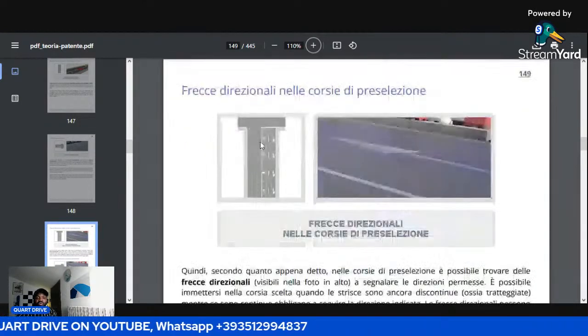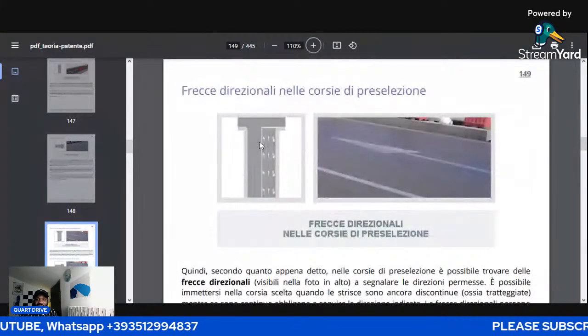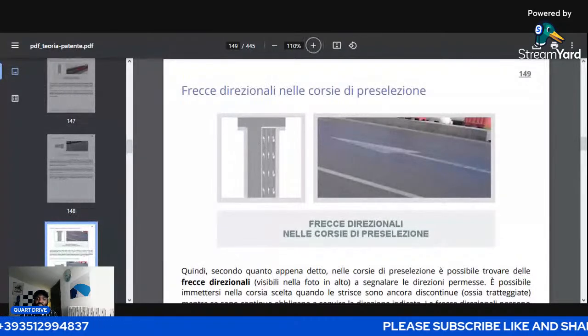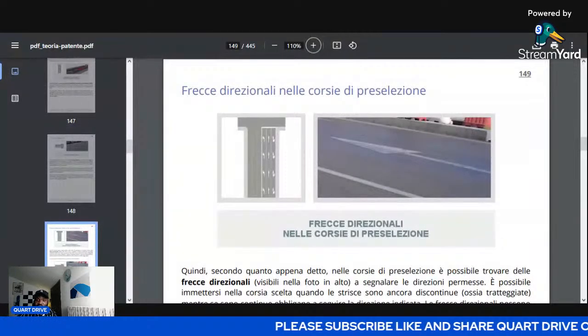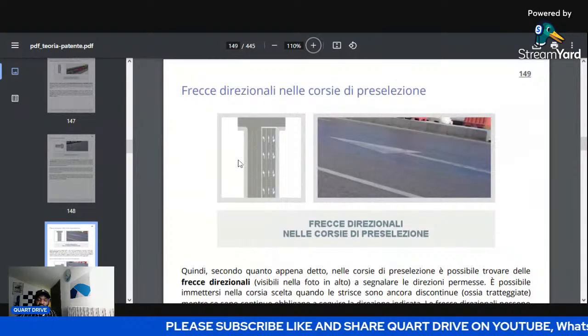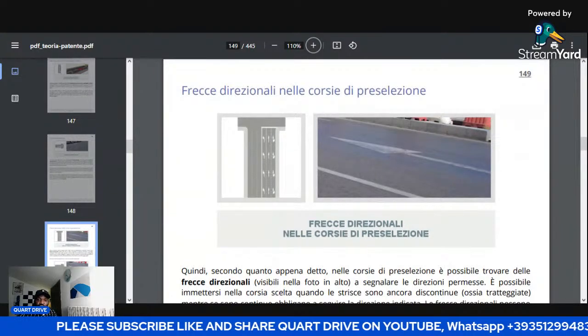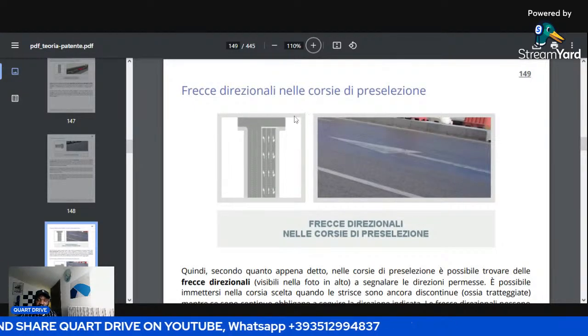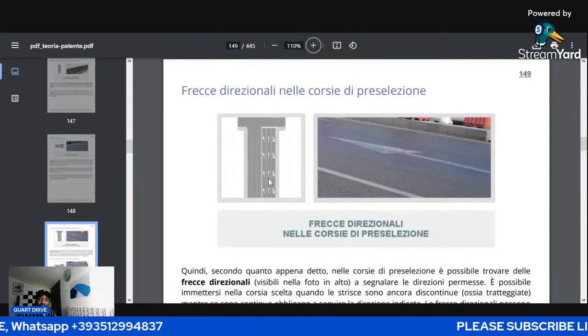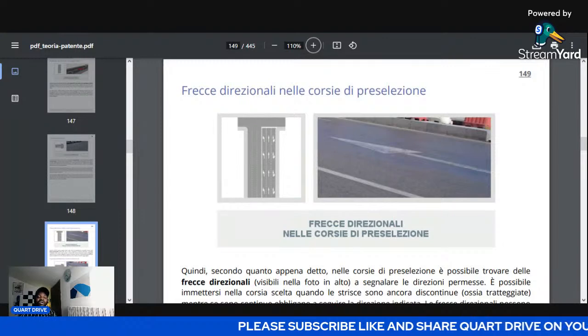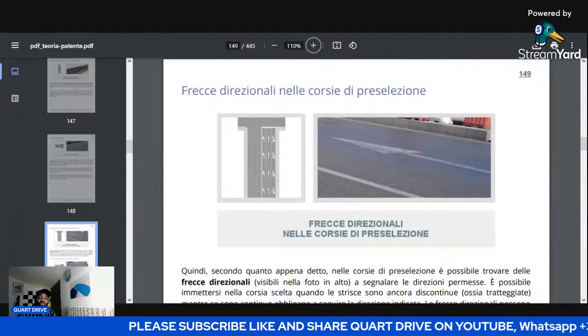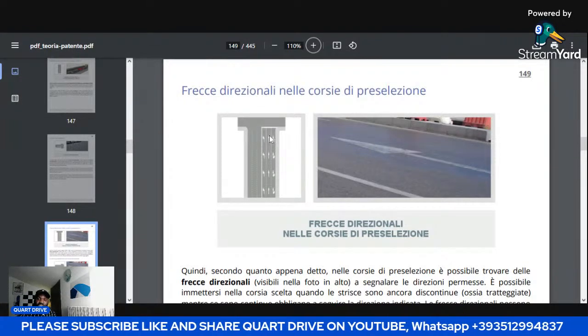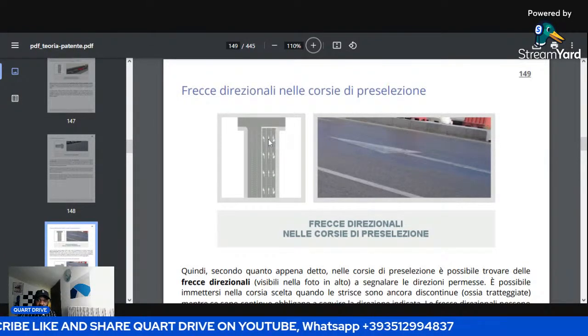And this one also talks about freccia direzionale nella corsia di preselezione. This one is talking about frecce di direzione. So the difference between this diagram and the first one is that this diagram has indication arrows on the pavement, which give the direction that the driver can use at the point of getting to the frontier, or getting to this junction here.